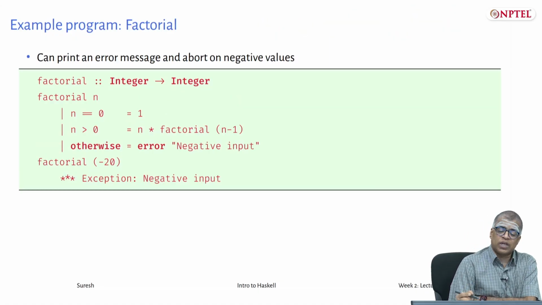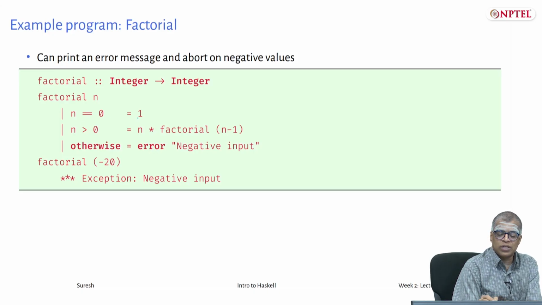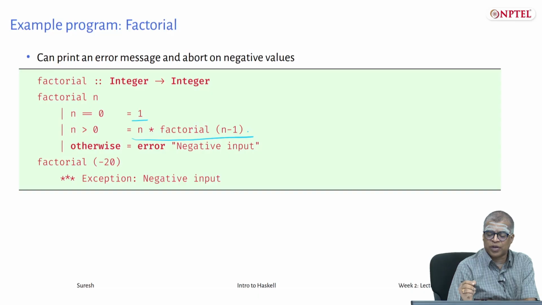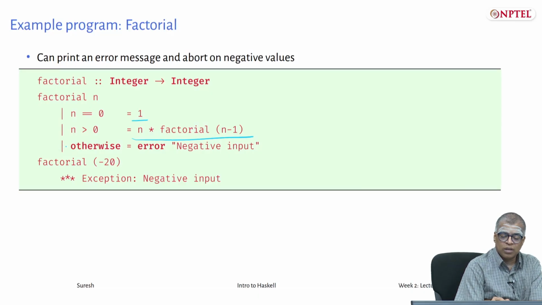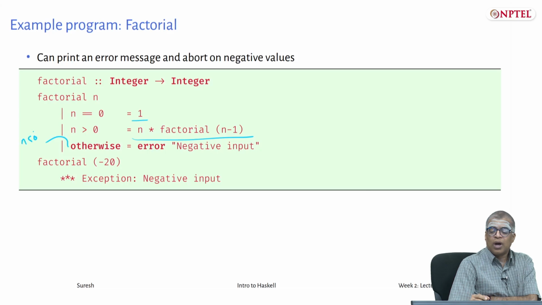Here is another way of fixing it, perhaps more faithful. You say that if n is 0, then I return the value 1. If n is greater than 0, then I do n times factorial n minus 1. Otherwise, the otherwise will take care of the remaining case, which is that n is less than 0. I just say error negative input.